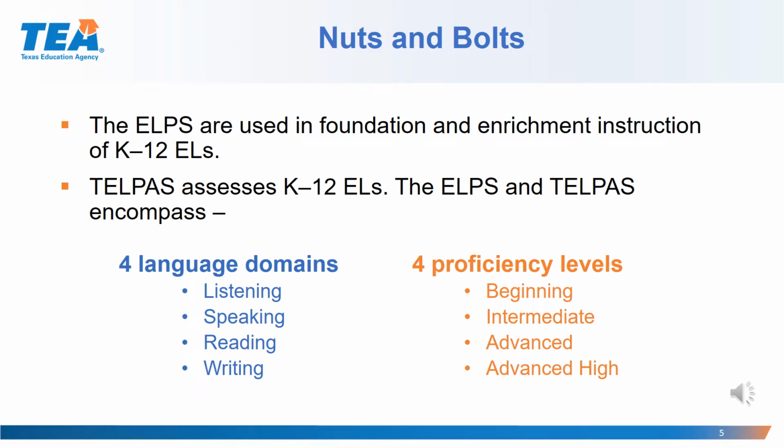The ELPS are used in foundation and enrichment instruction of K through 12 ELs. TELPAS assesses K through 12 ELs. The ELPS and TELPAS encompass the 4 language domains of listening, speaking, reading, and writing, and the 4 proficiency levels of beginning, intermediate, advanced, and advanced high.